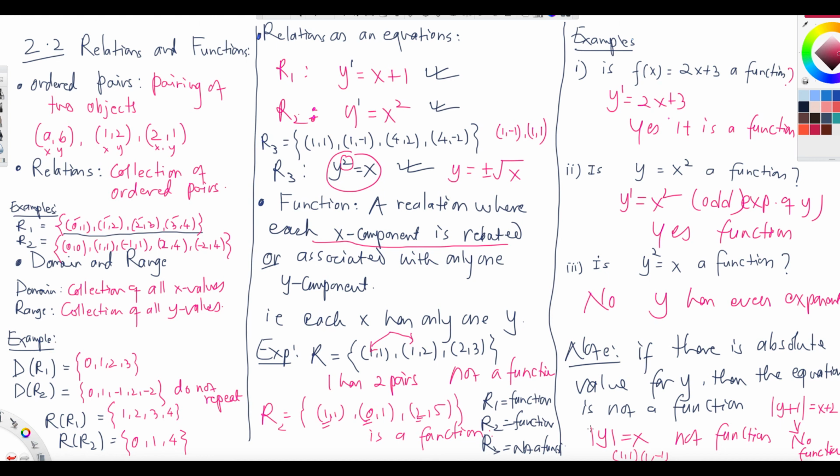So if there is an absolute value of y, it is not a function. And if there is an even exponent of y, it is not a function. Those are the only two rules that we apply for this class to show not a function. Okay, guys?